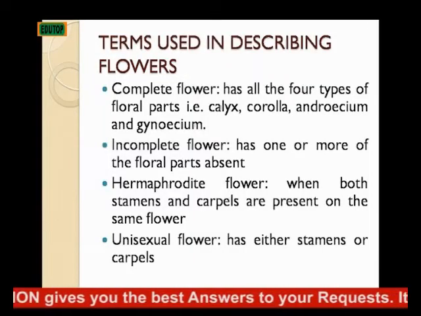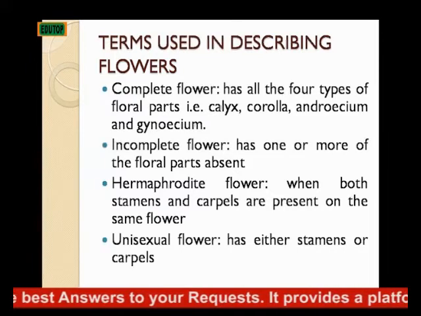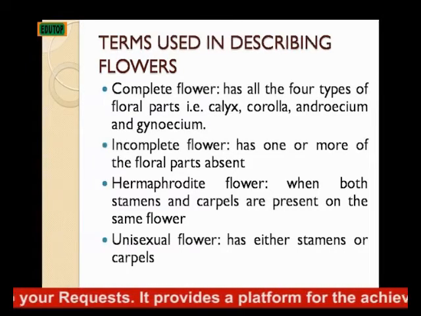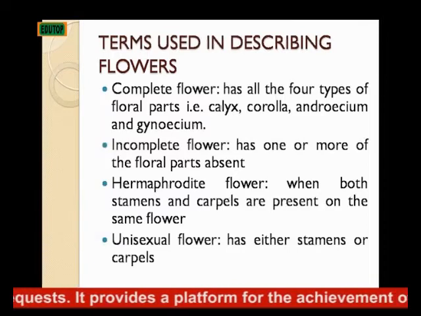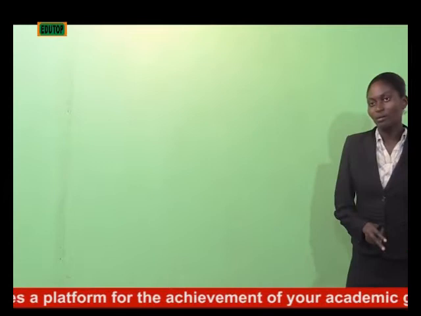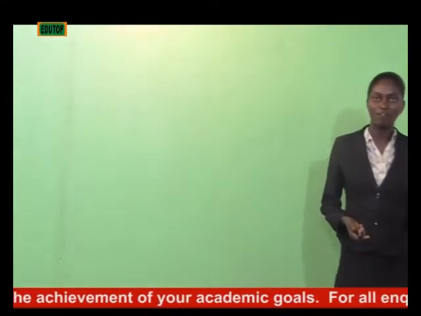Hermaphrodite, that is, it has both the male and the female organs on the same flower. Then you say a flower is unisexual when it has either stamens or carpels. That is, it has just the male part or the female part. You say it is a unisexual flower.